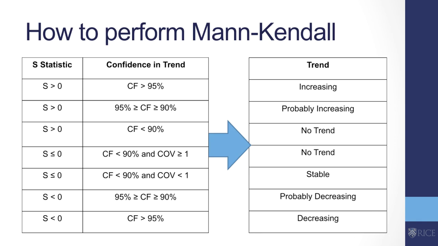Okay, so at the end of the day, you're going to run the Mann-Kendall test. It's going to tell you which one of these categories you fall in. In 6 different buckets, there's increasing, probably increasing, stable, probably decreasing, decreasing, and the last one, no trend, basically that you don't have enough data to establish any sort of trend with any statistical power.